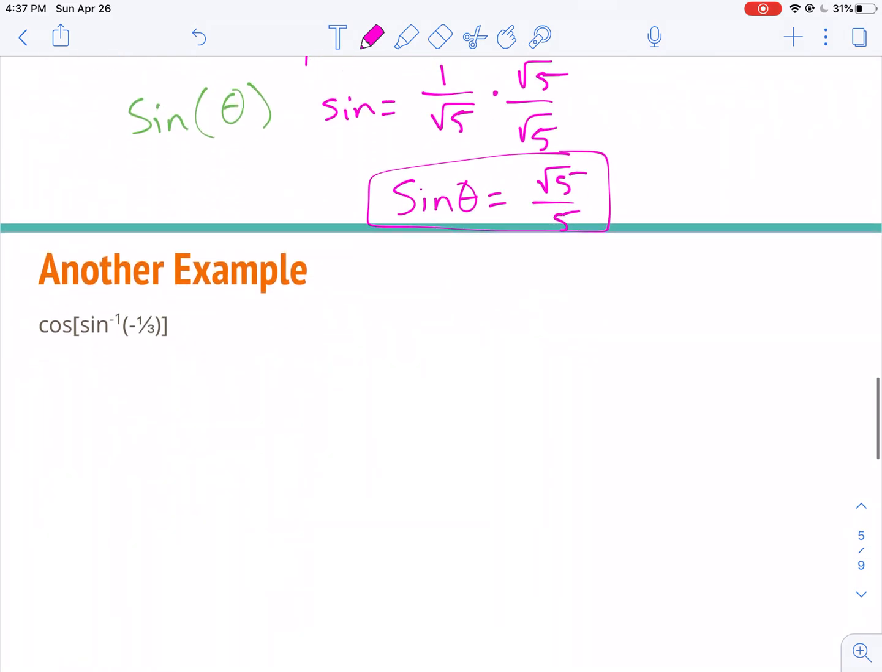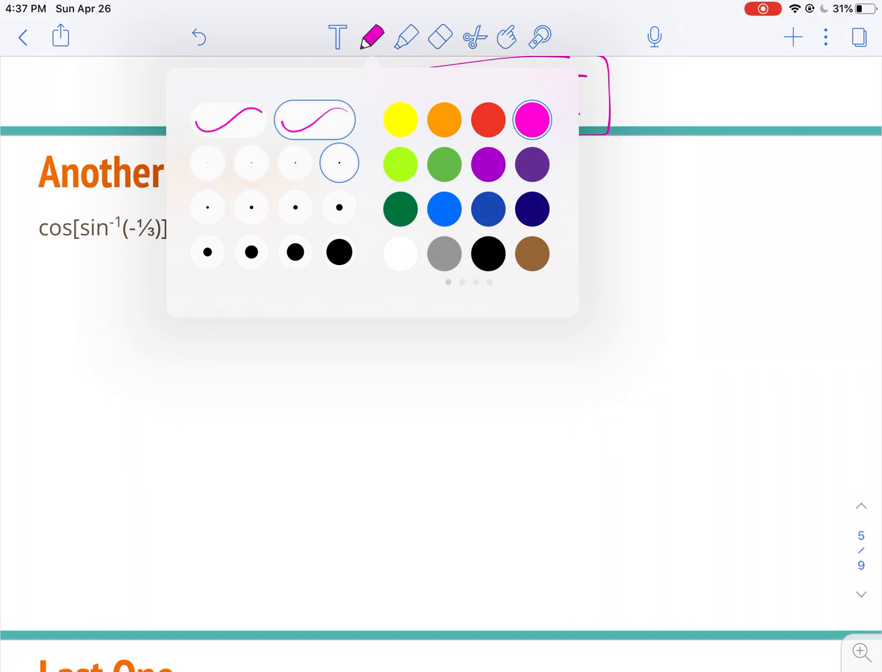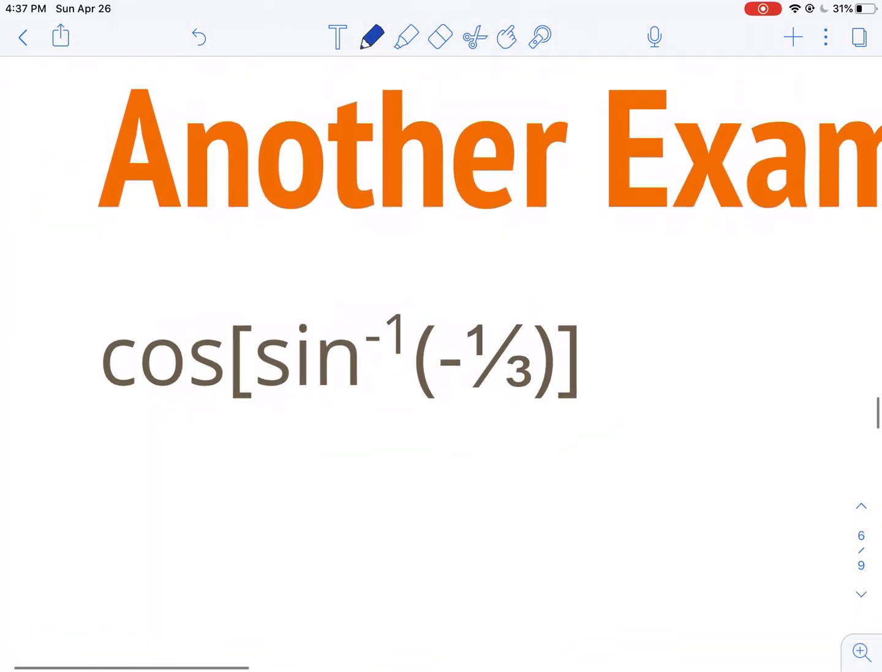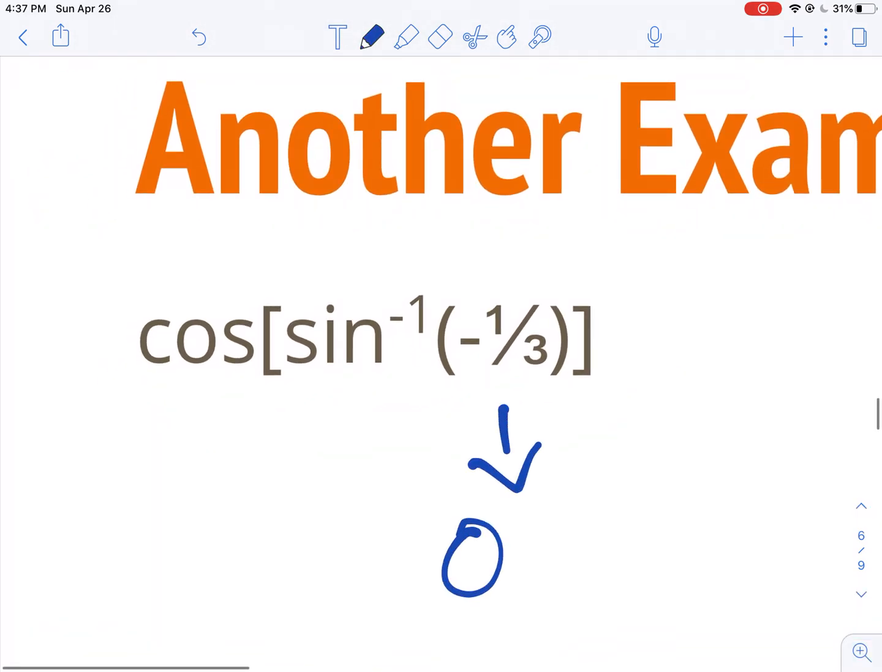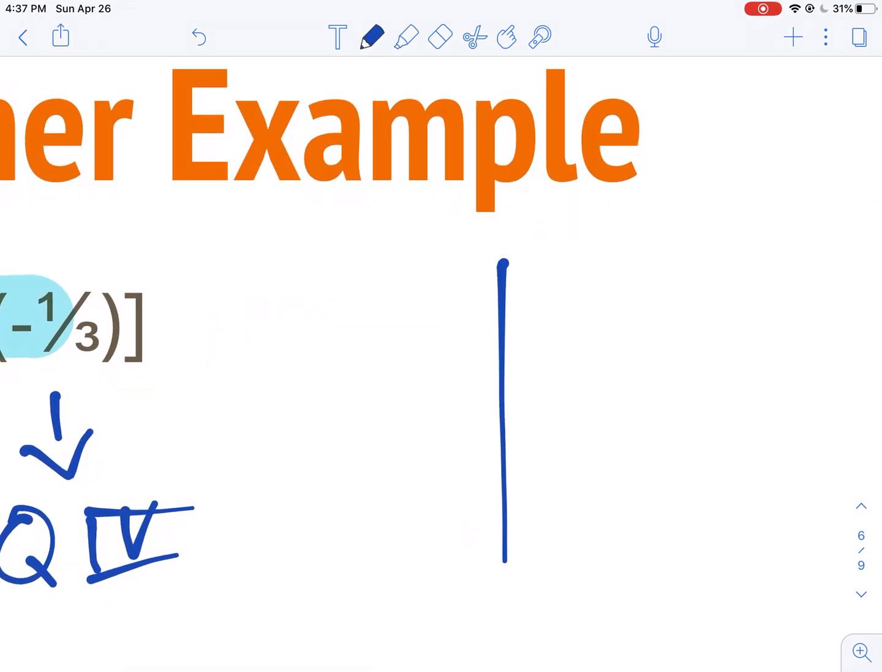So another example of this, we'll look at this again. I've got the cosine of the sine inverse of negative 1/3. And what I can say here is, all right, this is a quadrant 4 angle, first of all, because I'm talking about an inverse sine, which is negative. And since this is an inverse sine, which is negative, that means it has to fall in quadrant 4. So I'm going to go ahead and actually draw this triangle out. I always do these when I have these types of problems because it helps me visualize it.